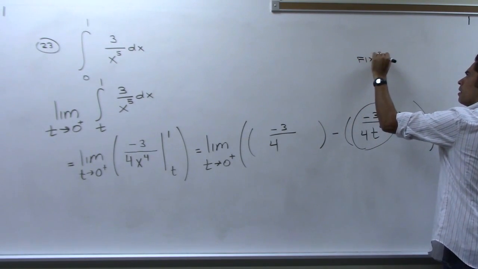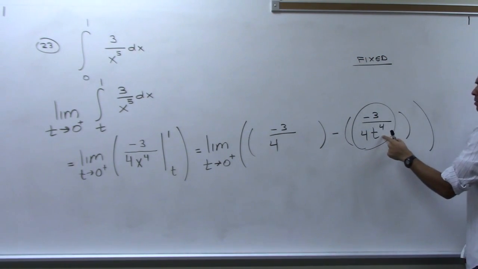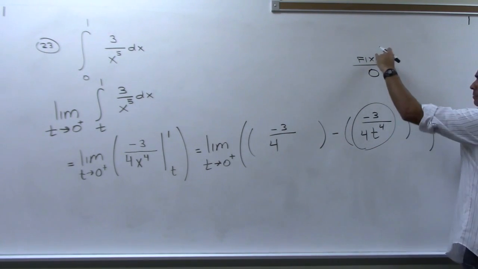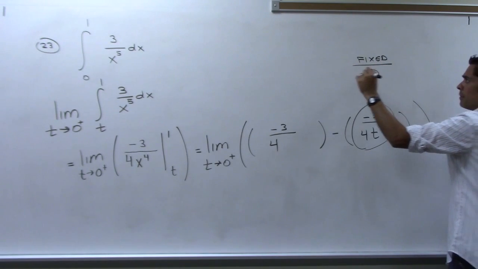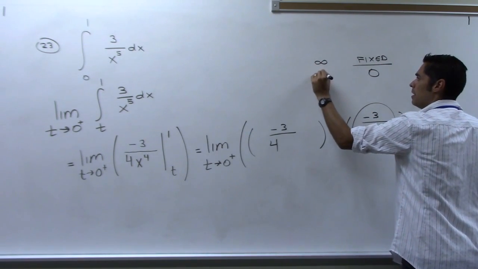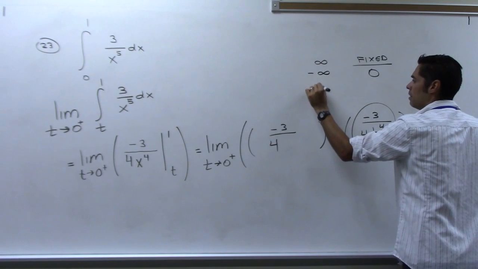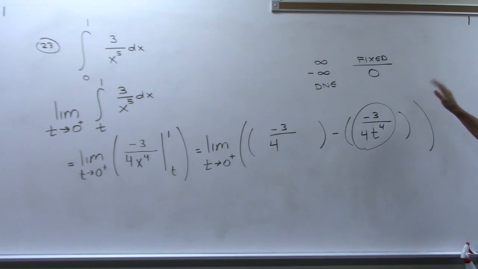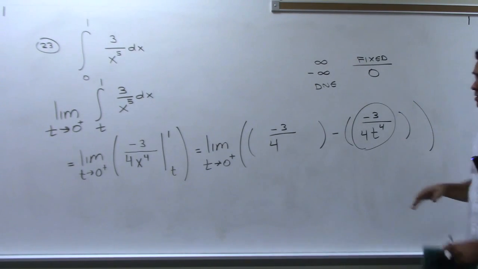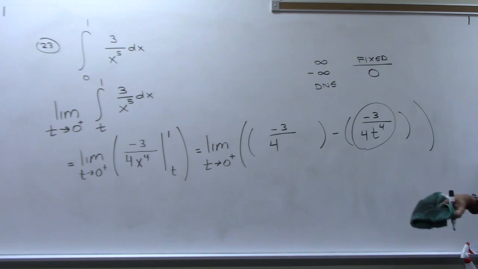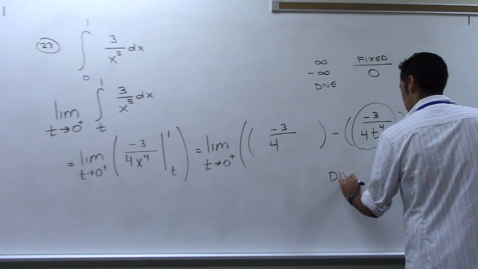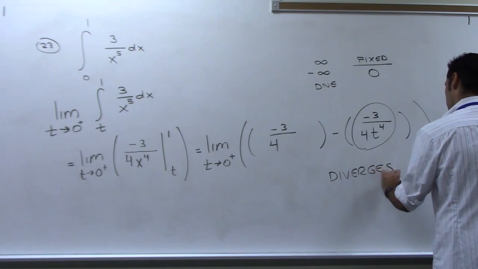So now if I let t go to 0, this right here is going to turn into a fixed number on top over something that is heading to 0. And anytime we have a fixed number on top over something that's heading to 0, this thing is going to be heading to infinity or negative infinity, or the limit could not even exist. Either way you look at it, whether it turns out to be positive or negative infinity, or does not exist, we can conclude that this limit, or this integral, is going to diverge, because we need this to go to a number for us to have an answer. So the answer is diverges because of that.